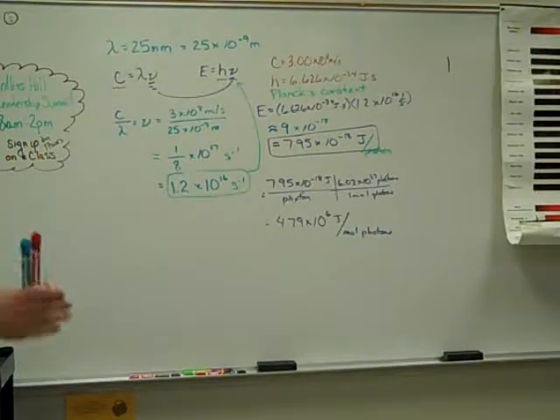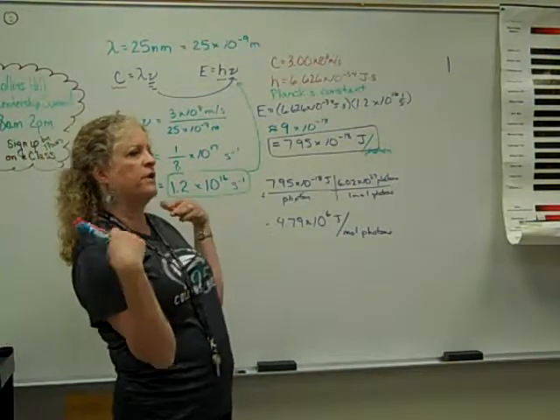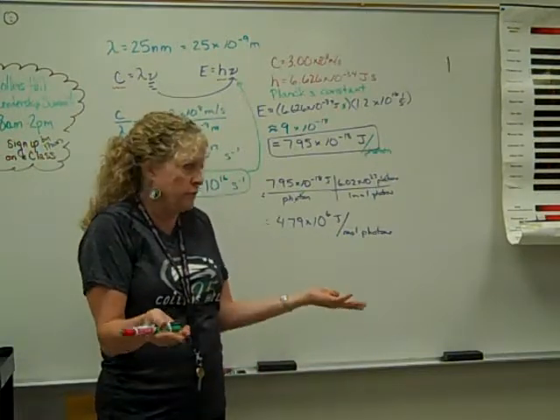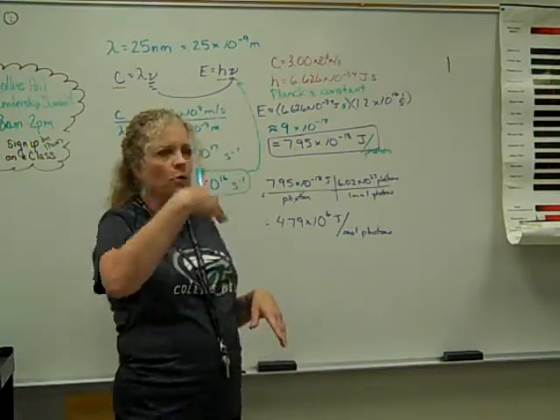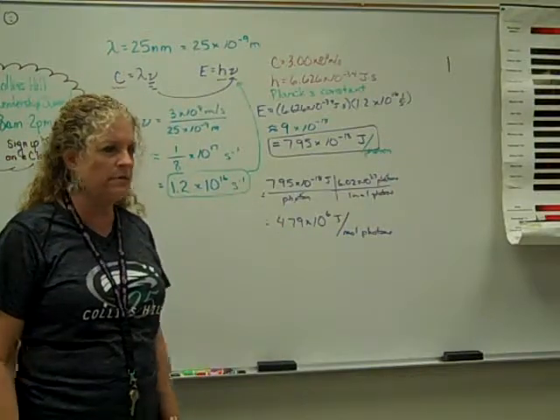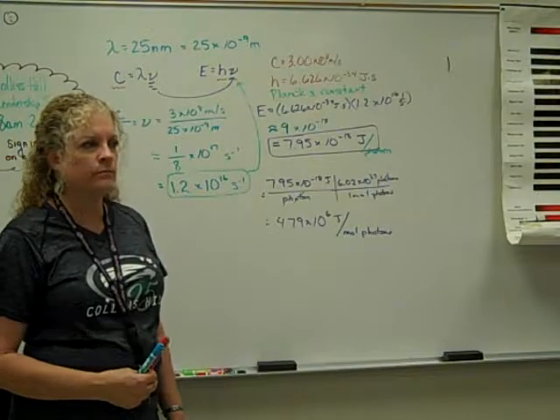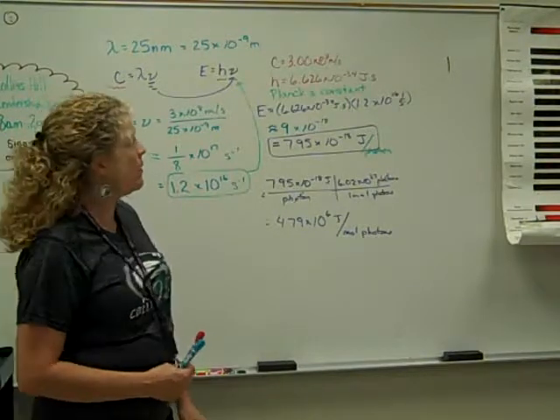A lot of times you're just doing your wavelength to frequency problem, and then all of a sudden they throw in, hey, what about per mole of photons? Anytime they say per mole of whatever, you just multiply by 6.02 times 10 to the 23rd. Okay? Cool? All right.